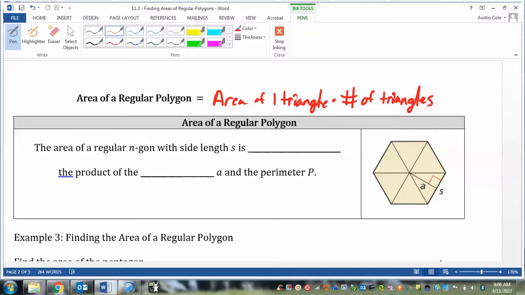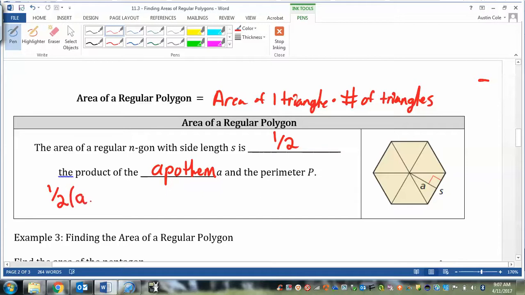So the area of a regular n-gon, okay, we're going general here, any n-gon with side length s, is 1/2 the product of the apothem A and the perimeter P. We have two ways we can write that. The first one is exactly how they just gave it to us there: 1/2 A, which is our apothem, times P, the perimeter. You probably won't use that one much.